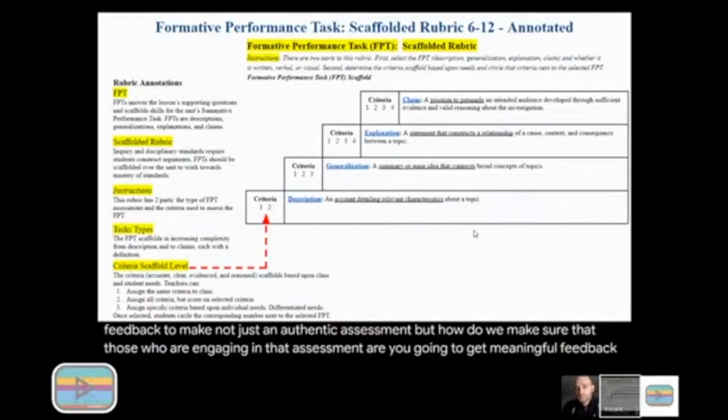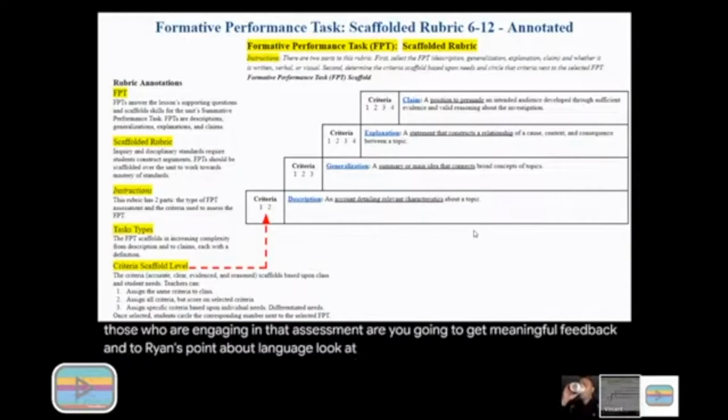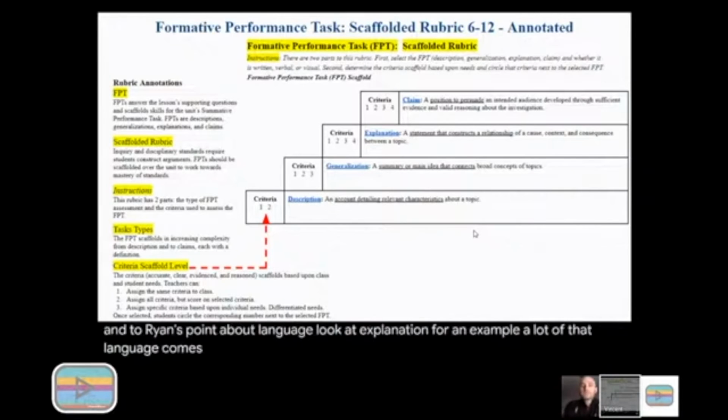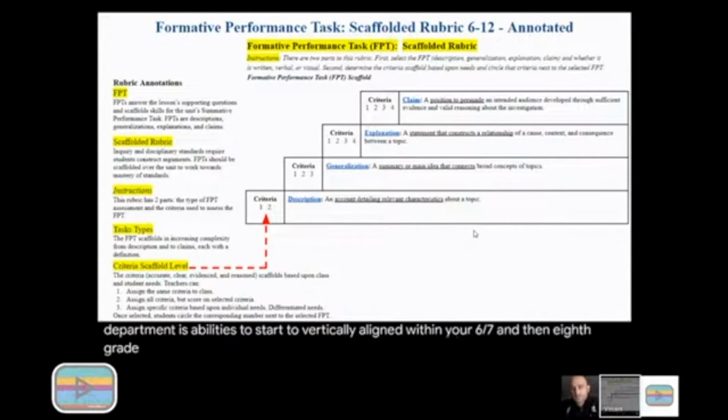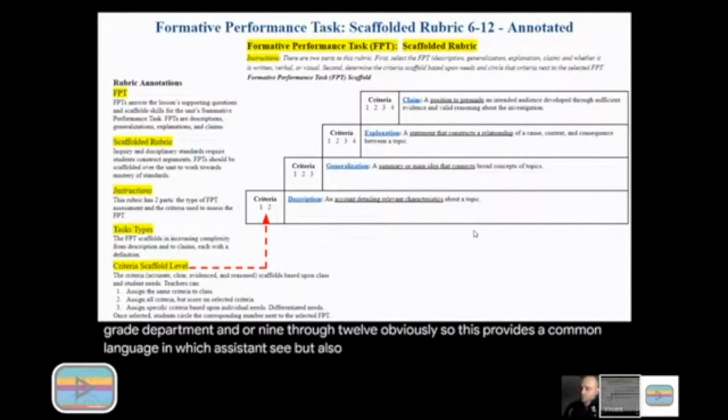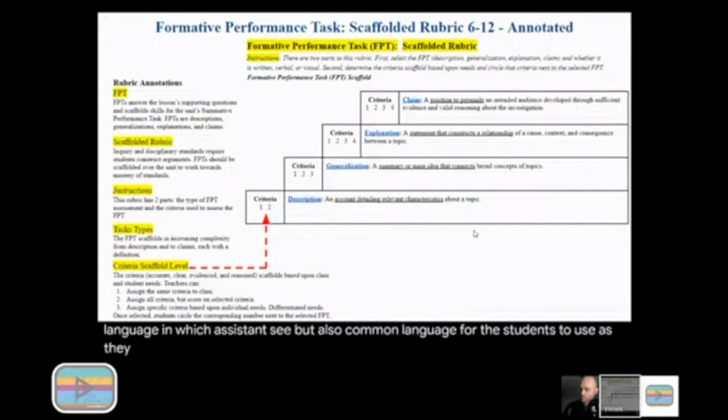And to Ryan's point about language, look at explanation for an example. A lot of that language comes directly from the standards and demands of the standards that we have, our inquiry standards for using evidence, but also communicating conclusions. And what having a common definition would provide for a department is abilities to start to vertically align within your 6th, 7th, and then 8th grade department, or 9th through 12th, obviously. So this provides a common language in which moving from teacher to teacher would provide that consistency, but also common language for the students to use as they start discussing what an explanation is.